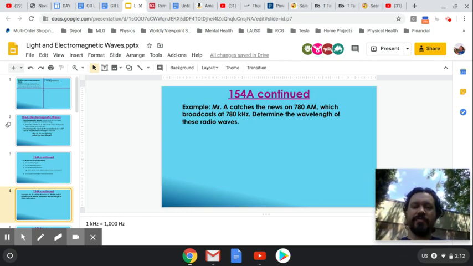If we want to figure out the wavelength, we just need to use the wave speed equation, which says that the velocity is equal to the frequency times the wavelength. We know the velocity, it's 3 times 10 to the 8th meters per second. And so you could use that number for the velocity, this number 780,000 for the frequency, and then solve for the wavelength.